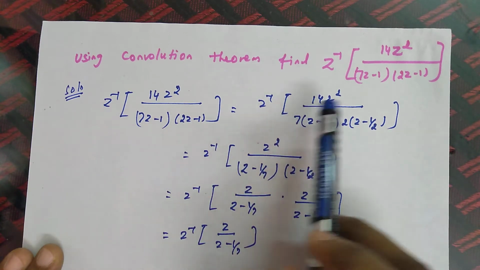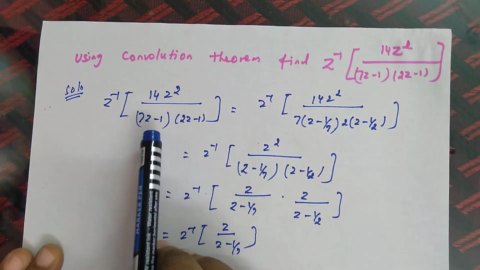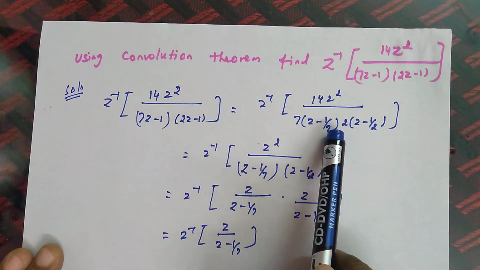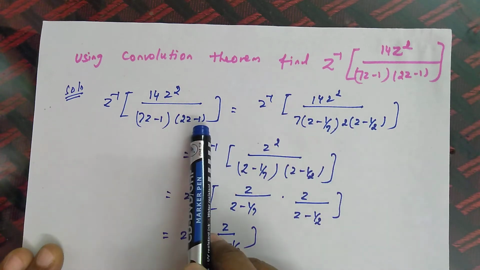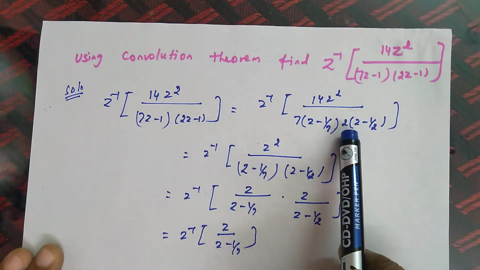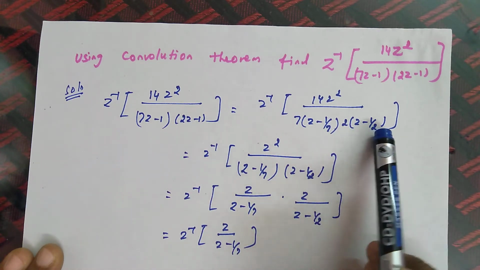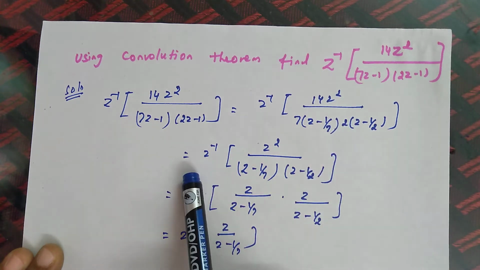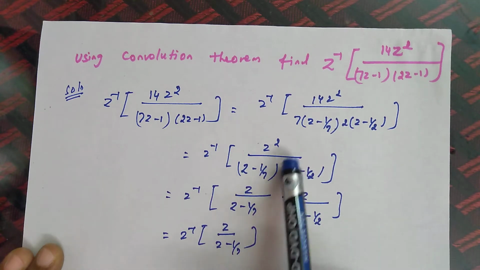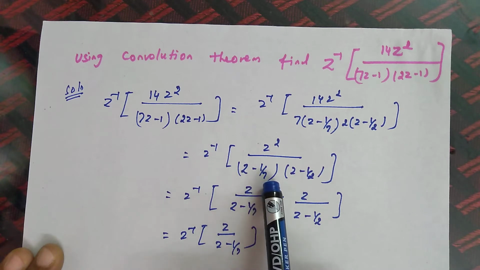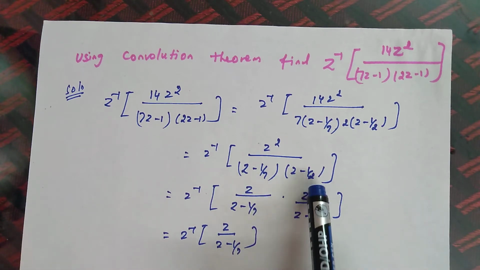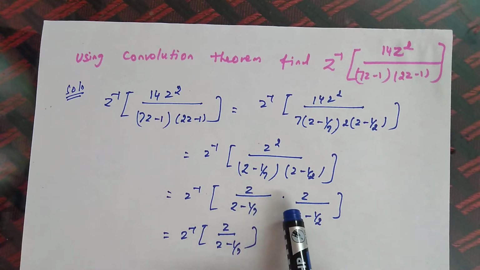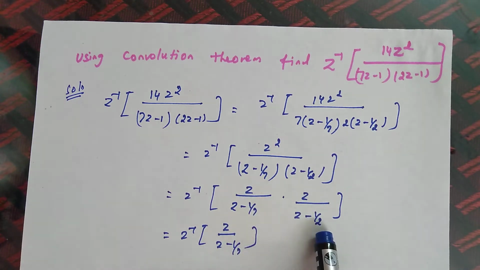So this can be written as 14z square by, in the denominator we can take the 7 outside. So this can be written as z minus 1 by 7, and here in the next term we can take the 2 outside. So 2 into z minus 1 by 2. Now we can cancel the numerator as well as the denominator 14. So which is equal to z inverse of z square by (z minus 1 by 7) into (z minus 1 by 2). Now which is equal to z inverse of z by (z minus 1 by 7) into z by (z minus 1 by 2).